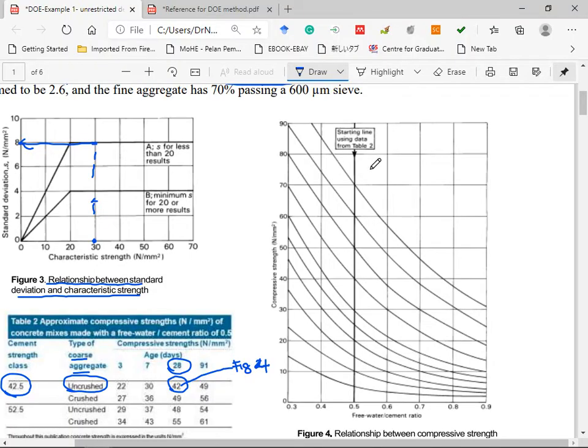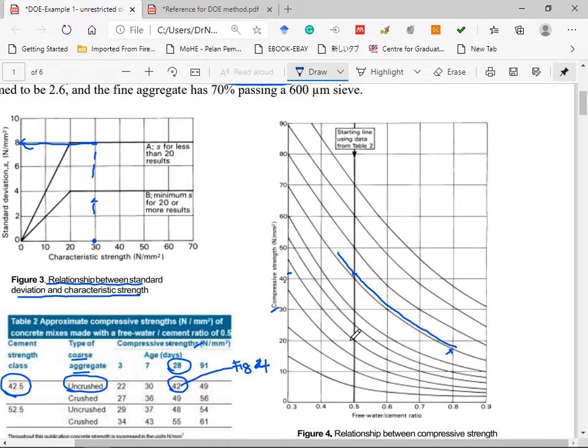Starting line, using data from Table 2. From Table 2, we obtain the data at 28 days, which is 42. This is 40, and this axis is the compressive strength. So we use this axis, 40 to 50, and 42 is around here. Then we draw the line similar to the nearest line. Okay, we draw this.